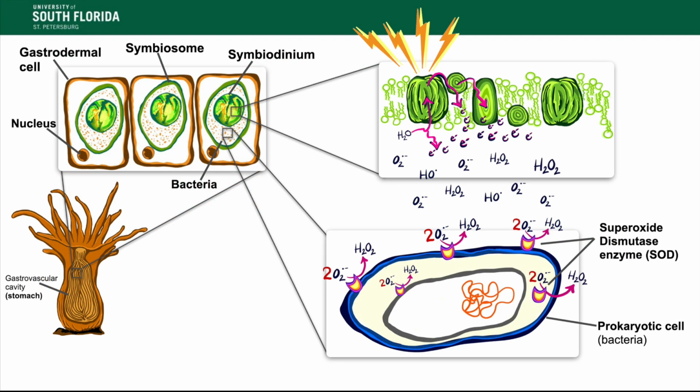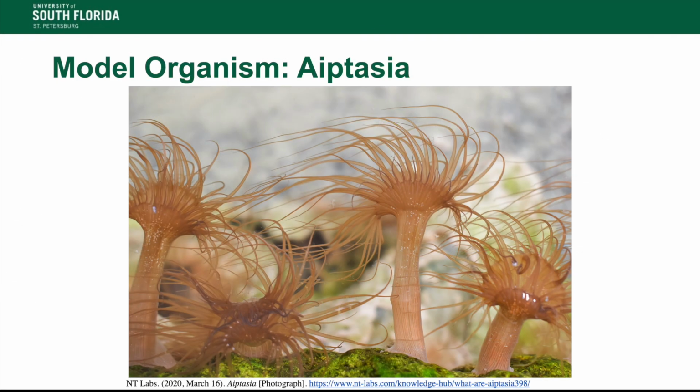There are several different methods organisms can use to deal with reactive oxygen species. The mechanism I focused on is the superoxide dismutase enzyme, which converts the highly toxic radical superoxide anion into less toxic hydrogen peroxide. I also used Aiptasia, which is a common model organism for coral research.